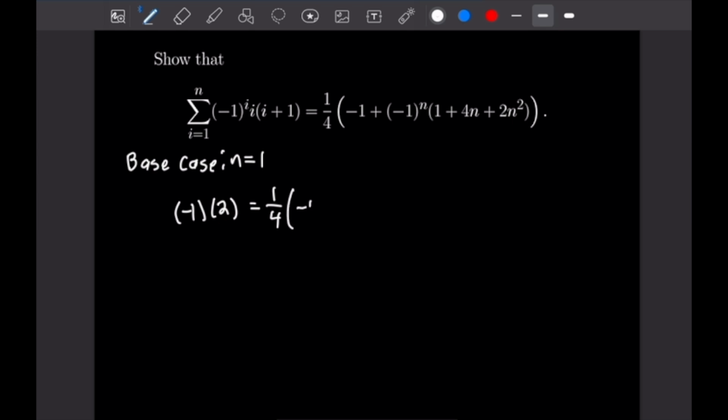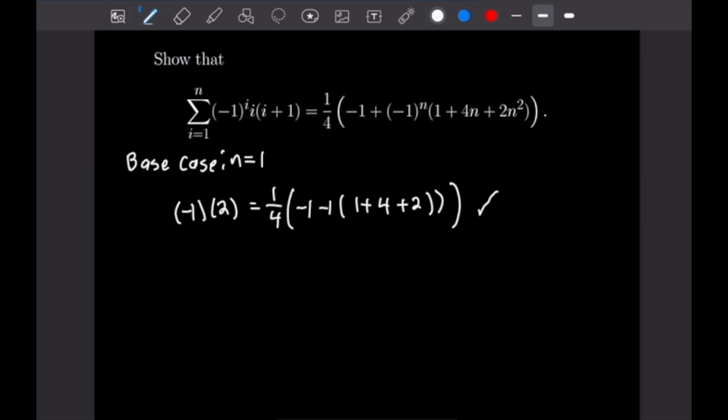So the first one will give us a negative 1, and then negative 1 to the 1 will just be negative 1, so we'll have another minus 1 there. And that's going to be times 1 plus 4 times 1, which is 4, plus 2 times 1 squared, which is just 2. And so we can see if we simplify what we have in the parentheses there, we'll have 1 plus 4 plus 2, which is 7. So we'll have negative 1 minus negative 7, which is negative 8, and that's all over 4, which will give us negative 2, which completes our proof of this base case here.